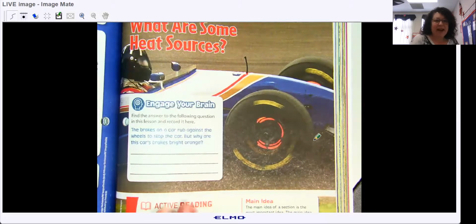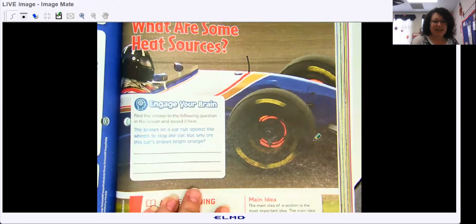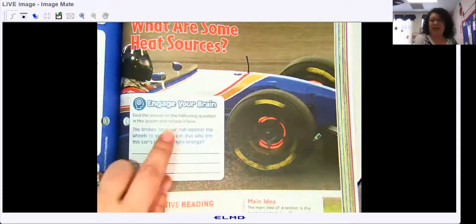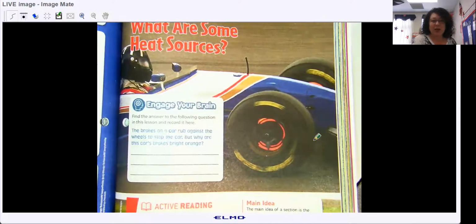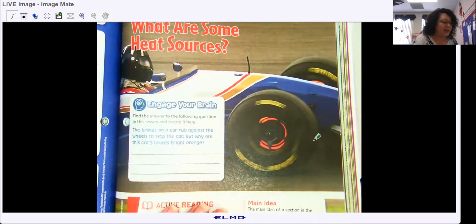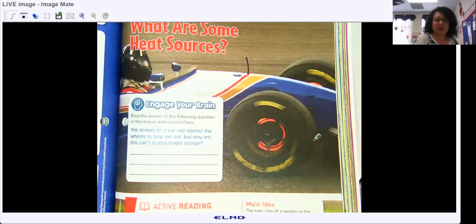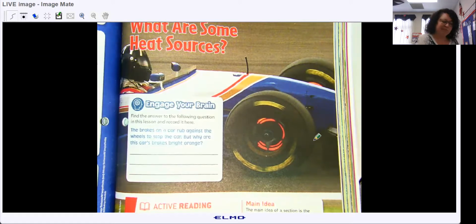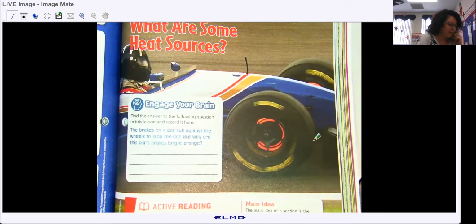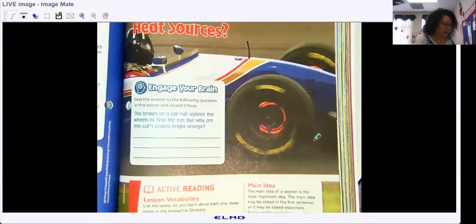Engage your brain. Find the answer to the following question in this lesson and record it here. So we're going to actually find out the answer to this tomorrow, but we'll go ahead and read it now. The brakes on a car rub against the wheels to stop the car. But why are this car's brakes bright orange? I don't know. We'll find out tomorrow, I think.